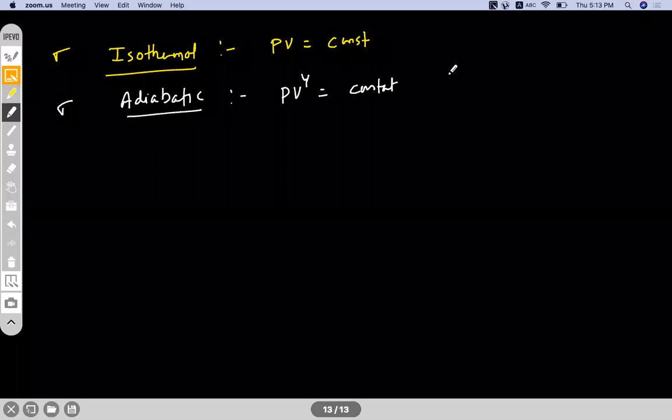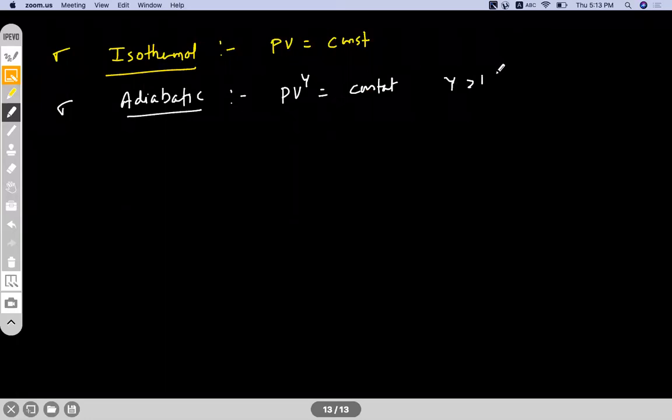Can we say the gamma value is always greater than one? Yes. For monoatomic, what is the value of gamma? For diatomic it is 1.40, for polyatomic it is 1.33, and monoatomic is 1.66. You need to memorize these values. Diatomic is 1.40, polyatomic is 1.33. Previous slide, okay, I'll go back.